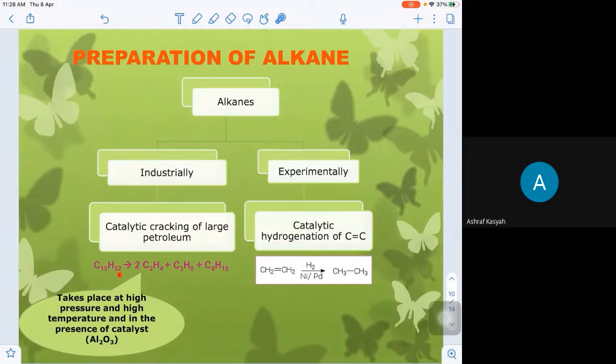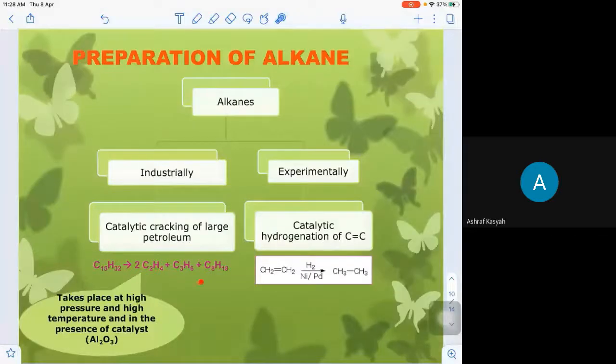So catalytic cracking basically breaks the long or large member of the alkane and produces smaller members of alkane. But we also have side products, in which from the long alkane it produces C2H4, which is an alkene, and C3H6, which is also an alkene. And then C8H18, which is an alkane. This is one method to produce alkane.